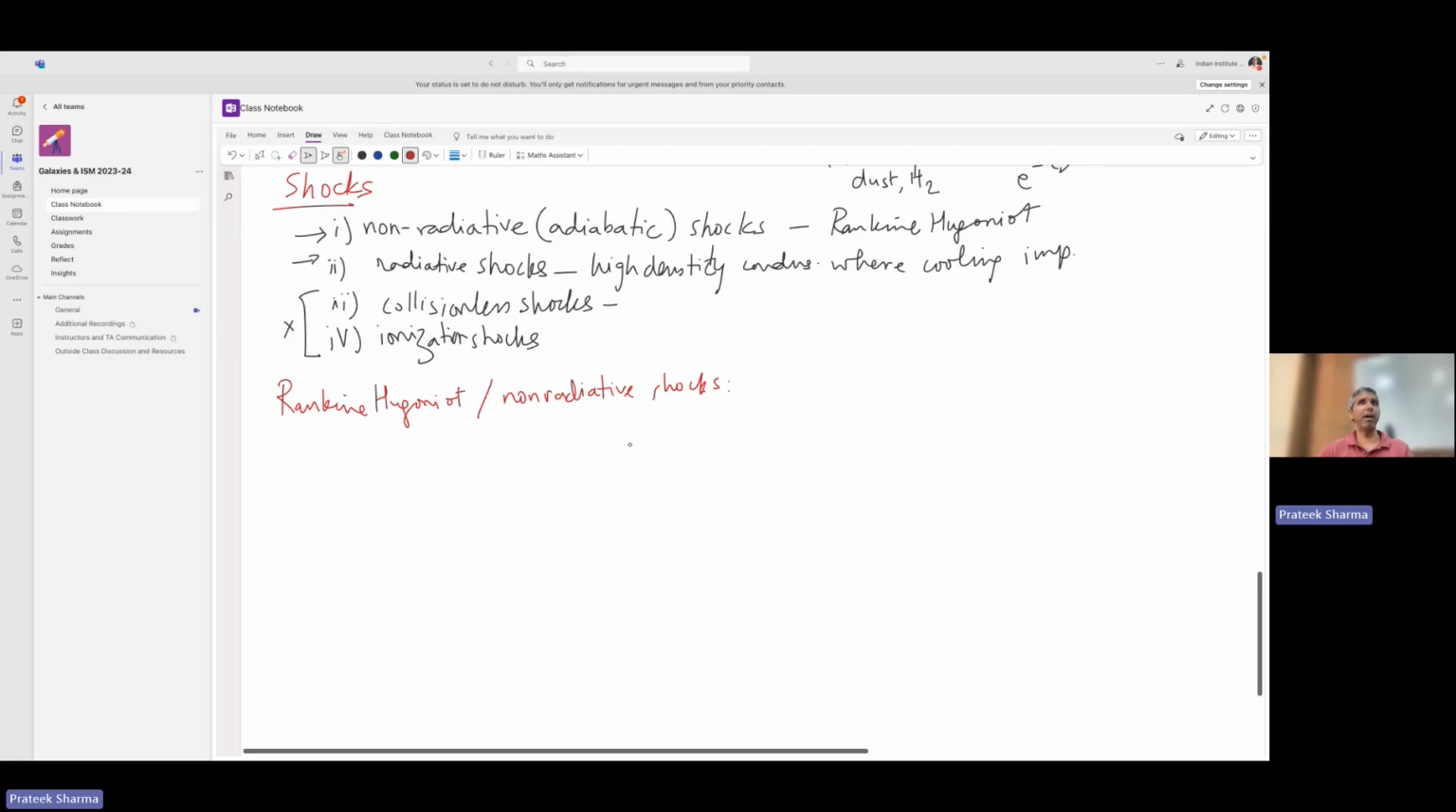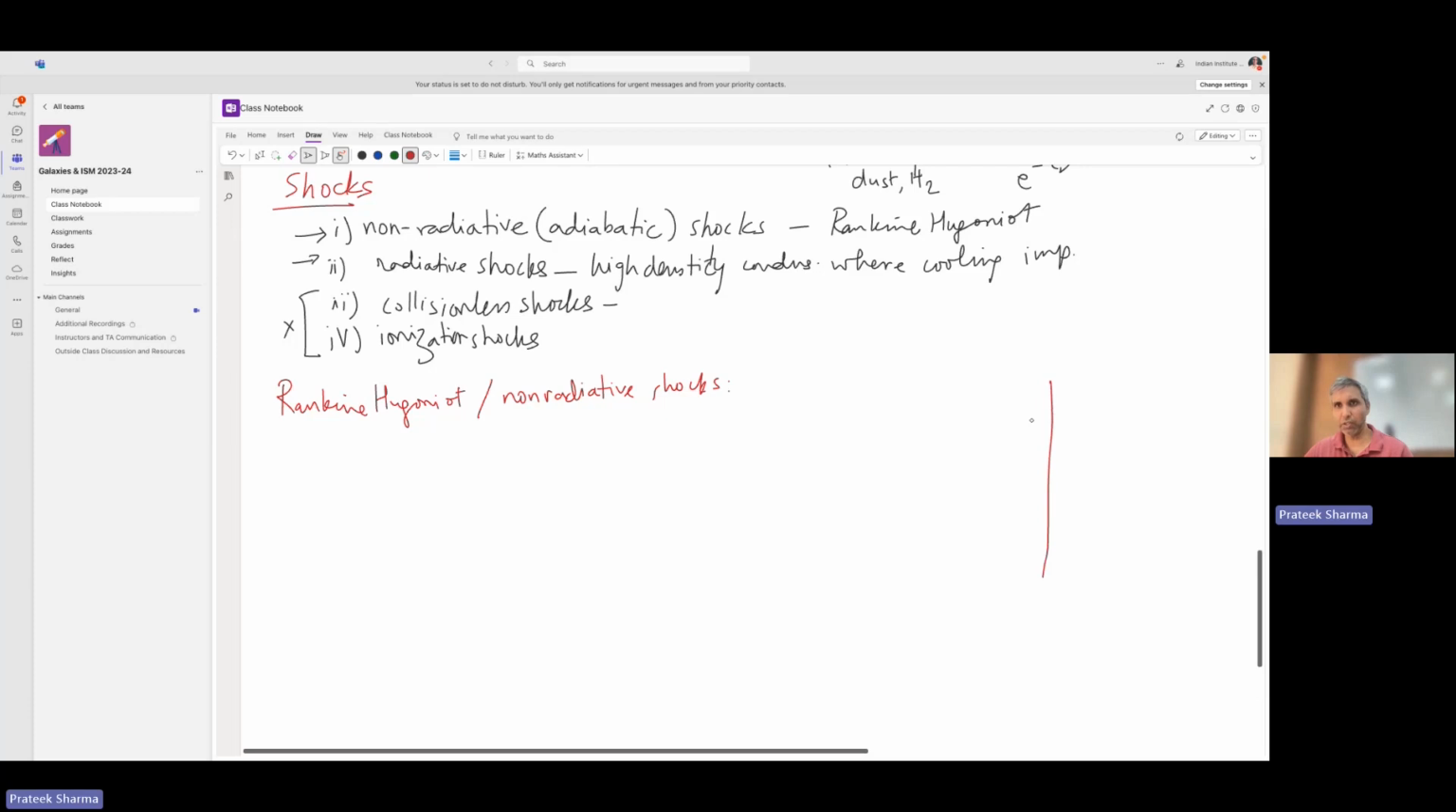So you can produce it by chemical reactions, like in an explosion. You can produce shocks in a nuclear explosion where you deposit a lot of energy in a small volume in a short time. You can produce it in astrophysical processes like supernovae. Suddenly you deposit 10 to the 51 ergs in the ISM in a short time, and it launches a shock. So whenever you have something happening very fast and you're depositing a lot of energy, shocks are formed.